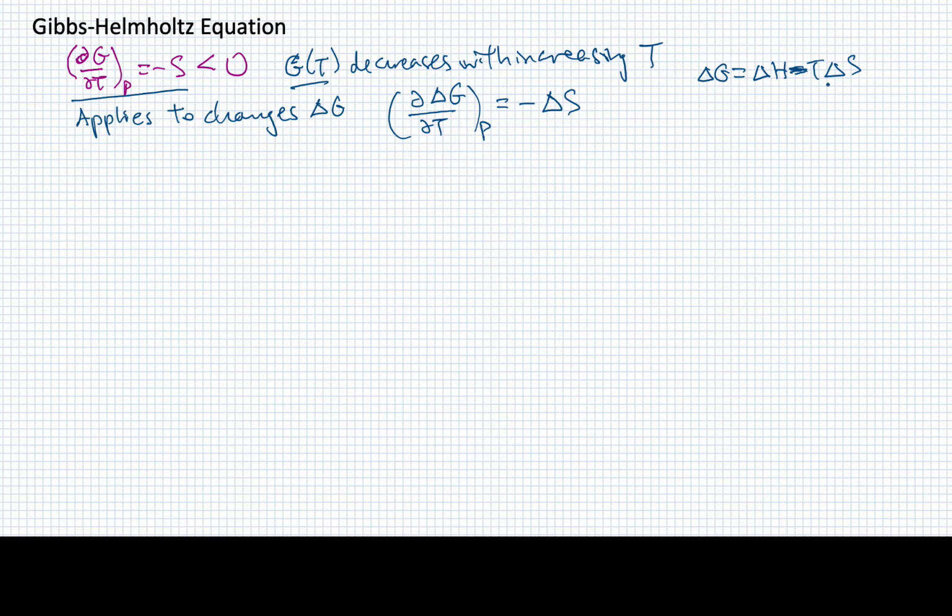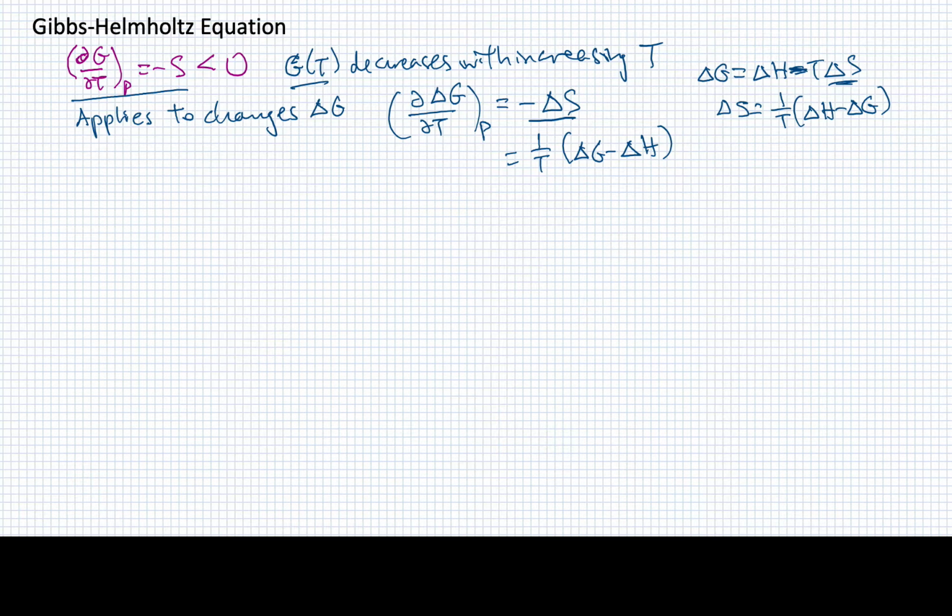And if I solve for the delta S here, it's going to be equal to 1 over T times delta H minus delta G. So in other words, this thing out here that I've written as minus delta S is in fact equal to 1 over T times delta G minus delta H. Now this is going to come in handy in just a moment because we're going to need to use it to simplify an expression that we're going to get.